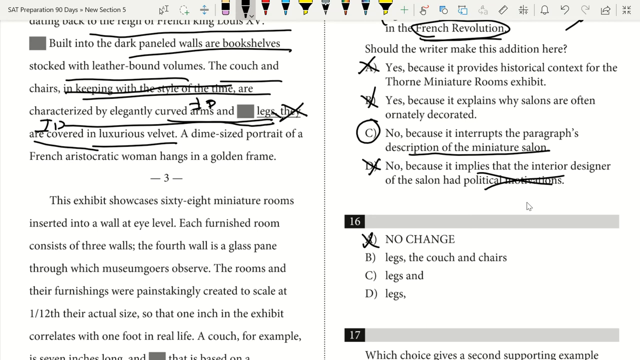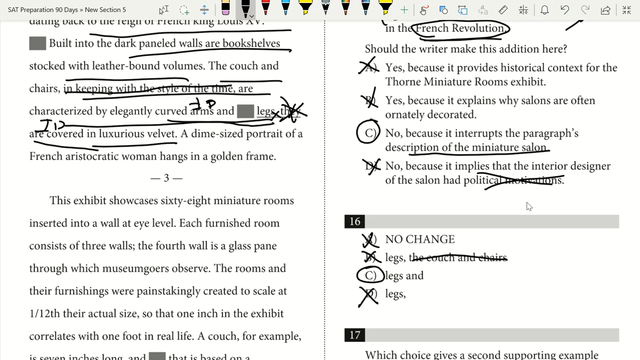We don't need a comma to split it up either. We would just say are characterized by elegantly curved arms and legs and are covered in luxurious velvet. Now we don't need a comma, so we can get rid of that and we would just be left with C. We wouldn't want to repeat couch and chairs because we already said that, so that would be redundant. We don't want to repeat they because that's redundant, so that's why A is wrong.